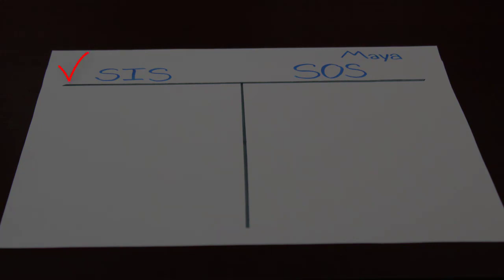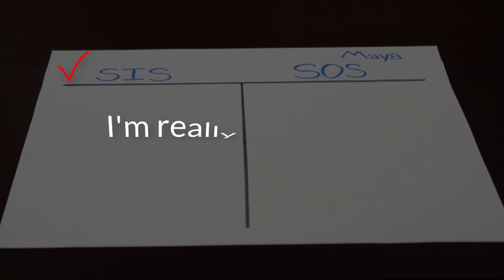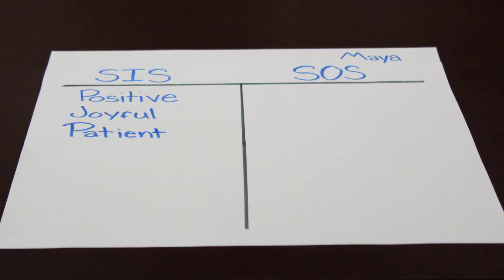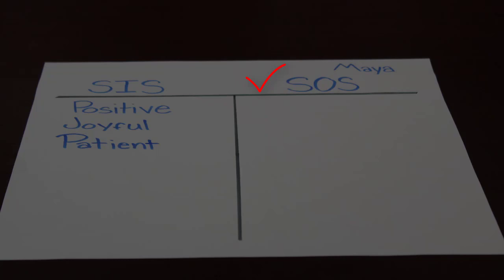Remember, these are strengths I see, so give them a few minutes to write down the things that they know about themselves, such as, I'm a positive person, I have a joyful spirit, and people tend to think of me as being really patient. Once they've written a few things about themselves, start to pass each paper around in a rotation and start to fill out the SOS section.